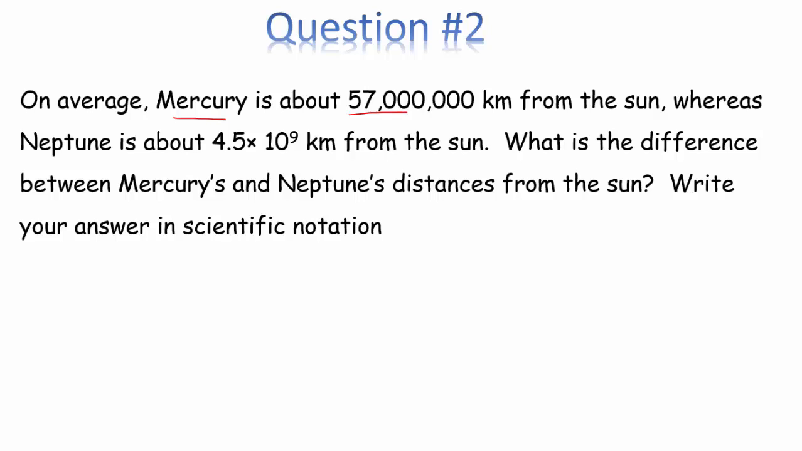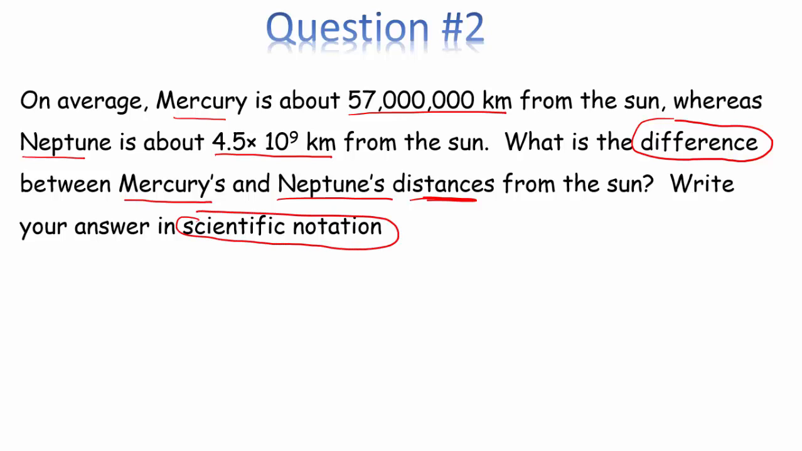So we know Mercury is 57 million kilometers from the sun. Neptune is 4.5 times 10 to the 9th kilometers from the sun. Neptune is further than Mercury. What is the difference? Difference is a key word we're going to need between Mercury and Neptune's distances from the sun. Write your answer in scientific notation. So I know my numbers should be put into scientific notation. So what I'm going to do right now is I'm just going to rewrite this in scientific notation. 1, 2, 3, 4, 5, 6, 7. That's 5.7 times 10 to the 7th kilometers.